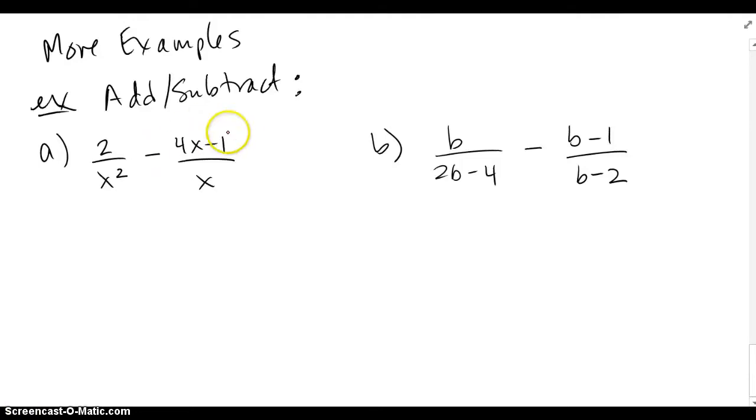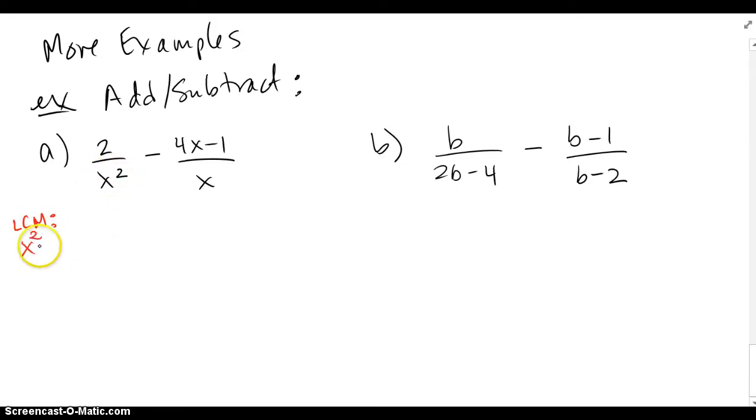Okay, let's look at some more examples, addition and subtraction of rational expressions. Since they have different denominators, I'm going to need an LCM. In this case, I see a factor of x, and the highest exponent I see is 2, so the LCM must be x squared.